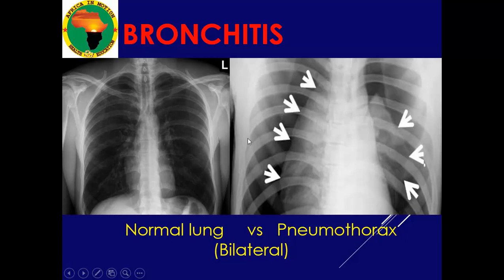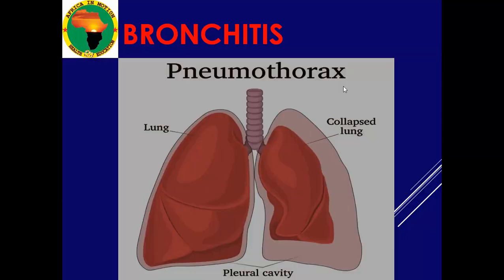You can see there is a gap. This is the lung, this is the structure of the lung. So anything that can cause a perforation of the lung will cause the air to get inside, and it will be called pneumothorax. This is a bilateral one, and it's very severe. It's a deadly condition if there is no emergency intervention.